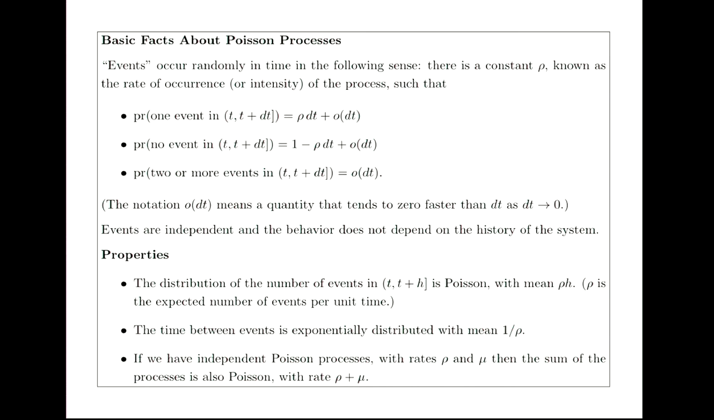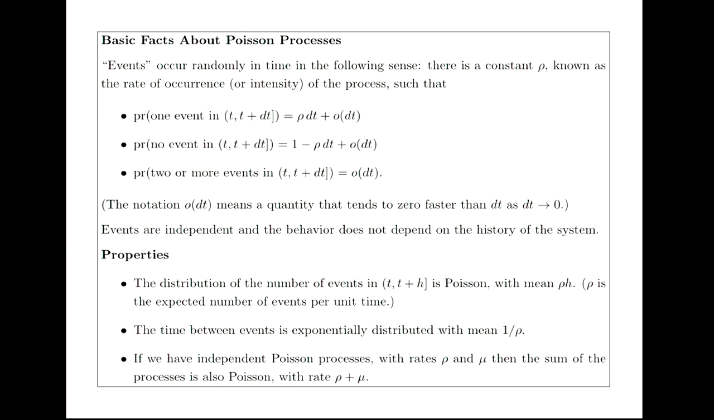Similarly, the probability that there is no event in t and t plus dt is 1 minus rho dt. Again, this is just a conservation of probability. The probability that there are two events in an infinitesimal amount of time dt is basically higher order in dt, dt squared, dt cubed, etc. So to lowest order, you can neglect this, and these two terms are the terms that are actually important. Okay, so the notation o(dt) means some quantity that tends to 0 faster than dt as dt goes to 0. These events are independent in different time intervals.